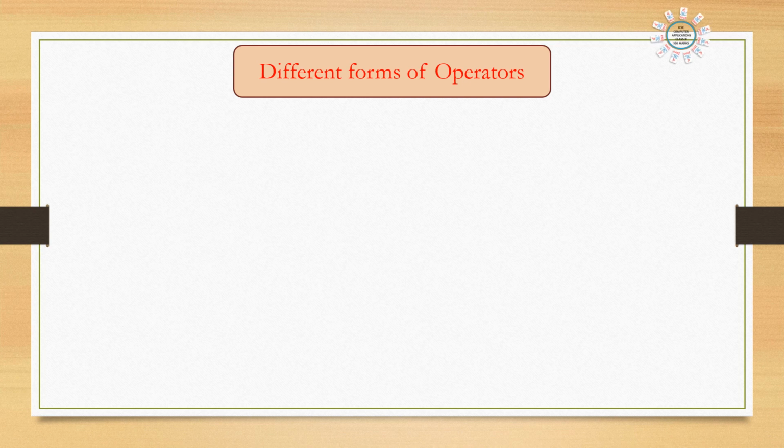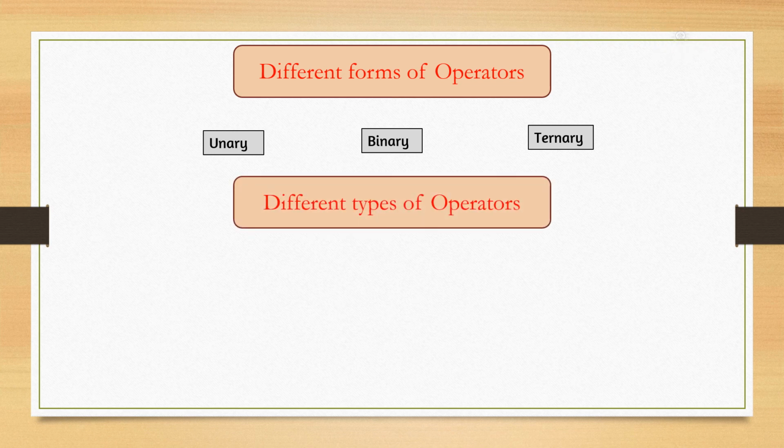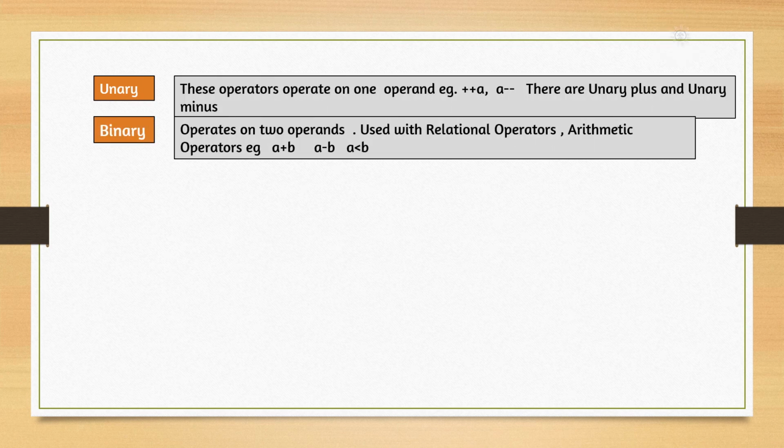Different forms of operator cover unary, binary and ternary operator. And different types of operator: arithmetic operators, relational operators, logical operators. Coming to different forms of operator, unary, binary and ternary, we have to learn the definitions with example.